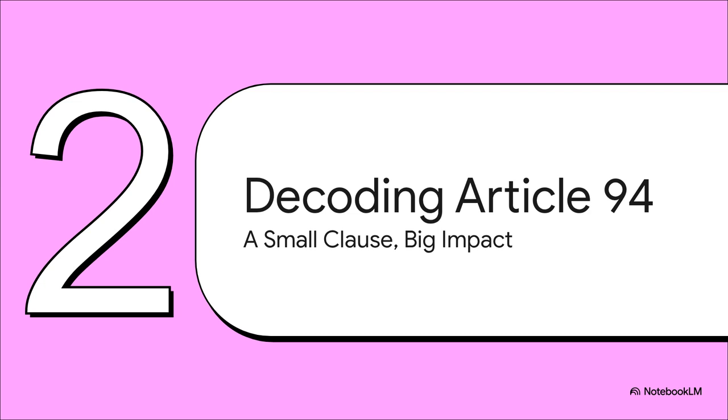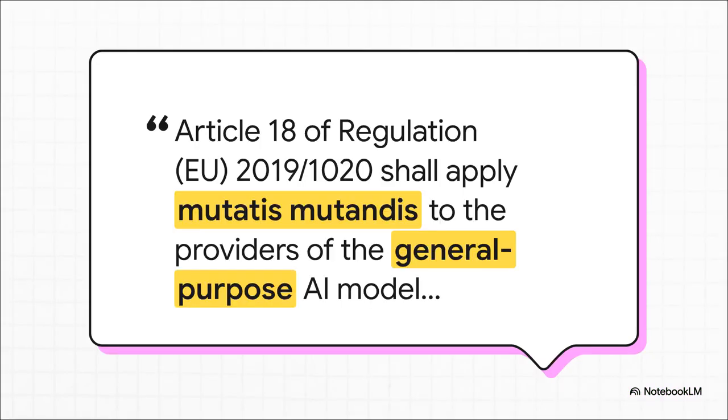Okay, now let's narrow our focus to the main event, Article 94. Now, I know it might look like just another technical clause buried deep in the text, but its impact on the providers of general-purpose AI models is huge, and we're talking about the big ones, the foundational models that power so many tools we're starting to use every day. So here's the actual text. It says, a rule from an older regulation is going to apply Mutatis Mutandis to these AI providers. That little Latin phrase, Mutatis Mutandis, well, that's the key that unlocks this entire provision. It's really where all the action is.